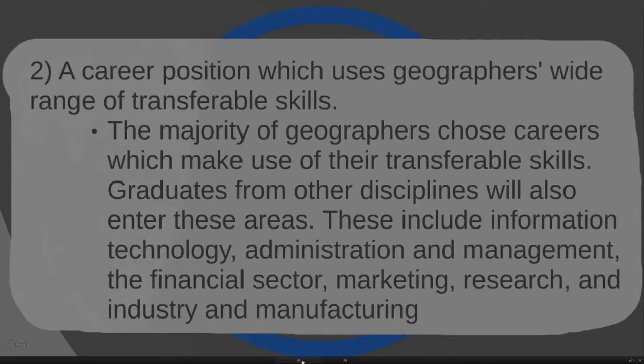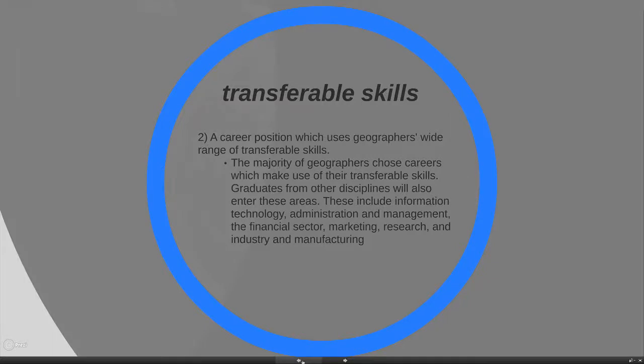Their transferable geographical skills. What are those? Graduates from other disciplines will also enter these areas. Geography doesn't even give you some exclusive right to this. These include information technology, administration and management, the financial sector, marketing, research, industry and manufacturing. So geography gives you an entry point into areas which really have nothing to do with geography, but they give you some kind of transferable set of skills which could help. Transferable skills you could have learned in so many other different places.